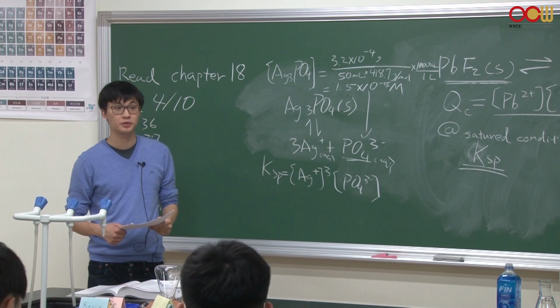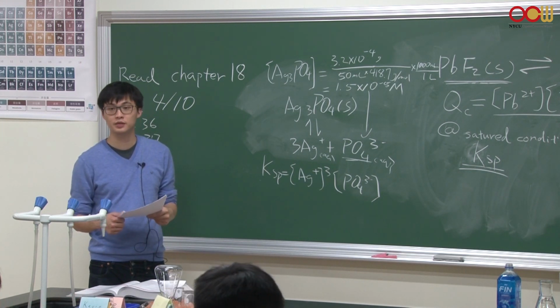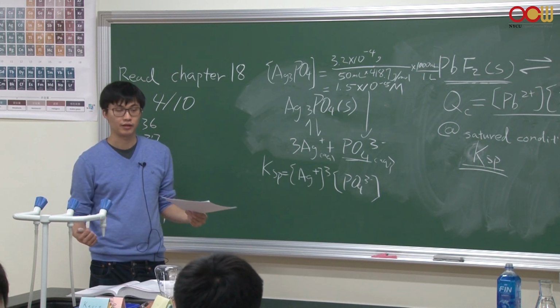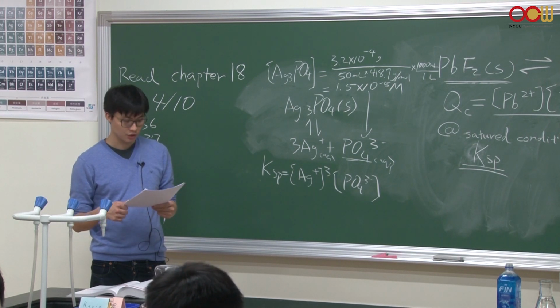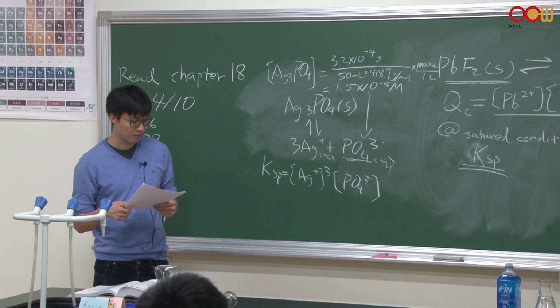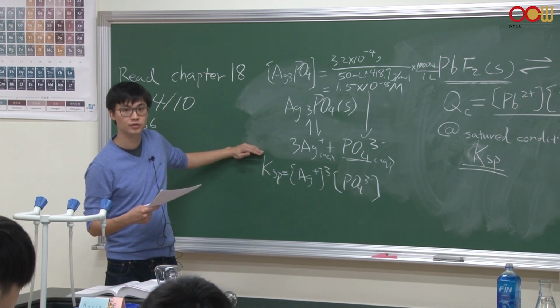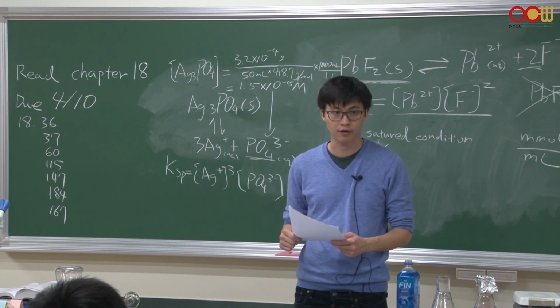And second is pH. When you change pH for something that can form a hydroxide complex, then you're talking about a totally different, more complex system. So I just want you to remember how to do calculations like this. This should be simple, and that's all we have for now.